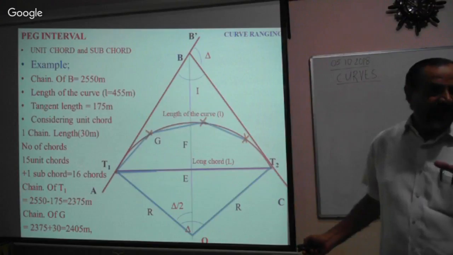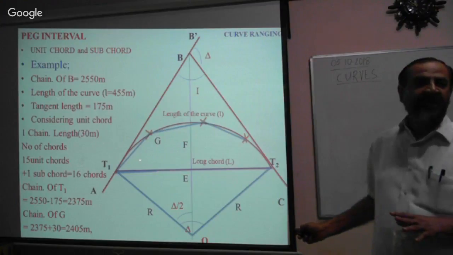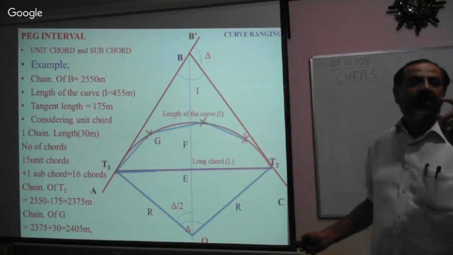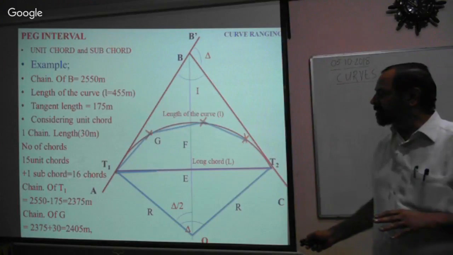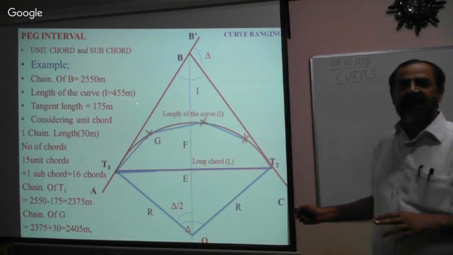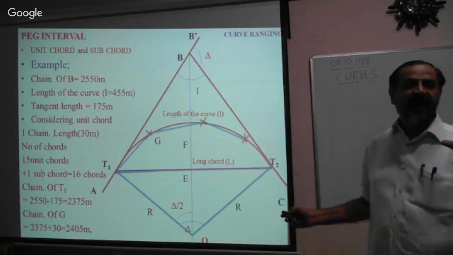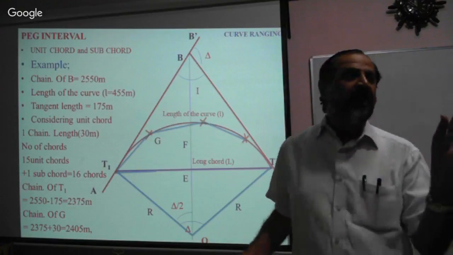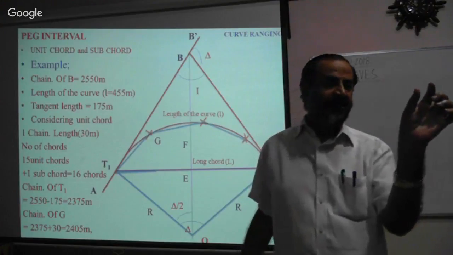Understood? Now please understand that the curve is divided into 15 unit chords plus one sub chord. There are a total of 16 chords. Please note again the last chord, the sub chord. What is the length of the last chord? After deducting 450 meters, the remaining is 5 meters. When compared to the 30-meter unit chord, that 5 meter is less.